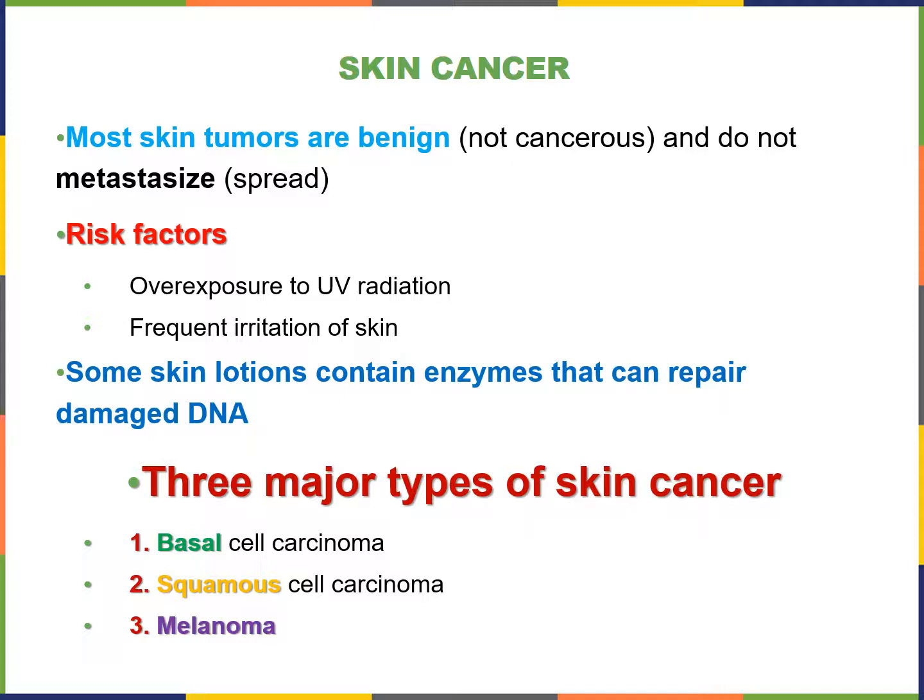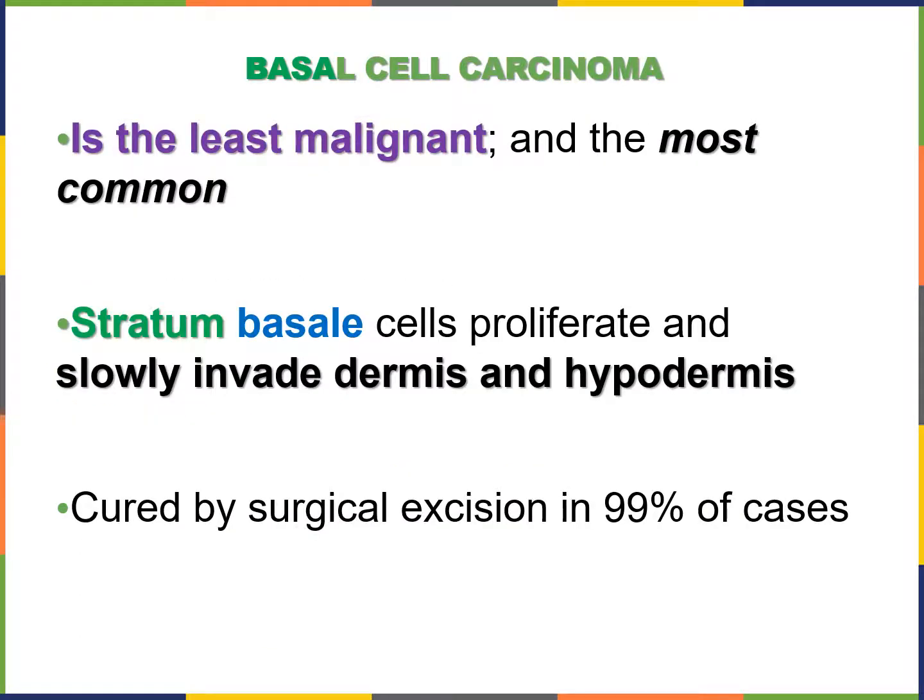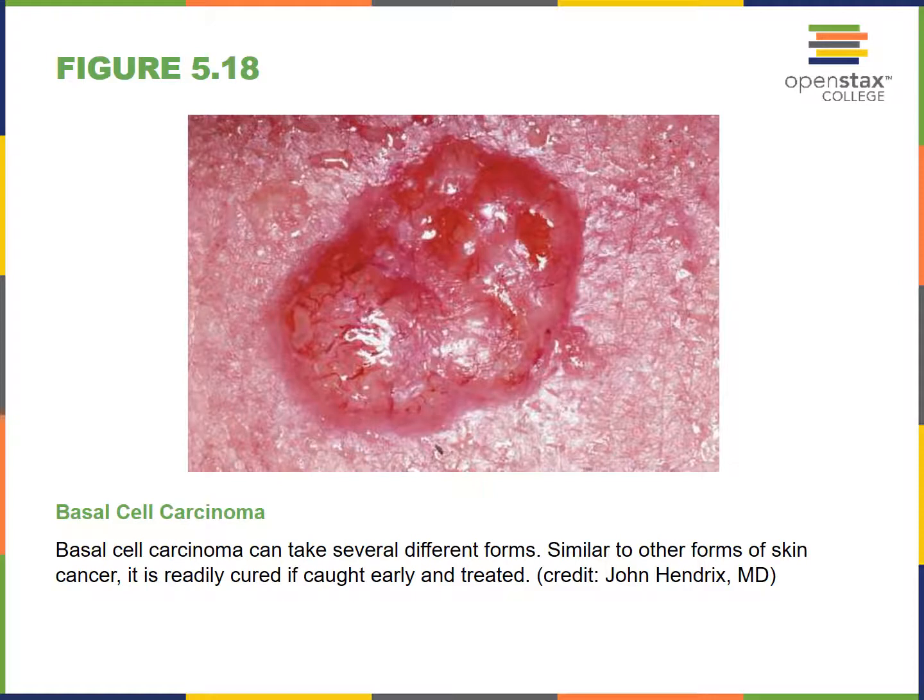There are 3 major types of skin cancer: basal cell carcinoma, squamous cell carcinoma, and melanoma. Basal cell carcinoma is the least malignant and the most common, where the stratum basale cells proliferate and slowly invade the dermis and hypodermis. Normally we can cure it with a 99% success rate with surgical excision if people go to the doctor early enough. Here is a basal cell carcinoma, and it can take several different forms.